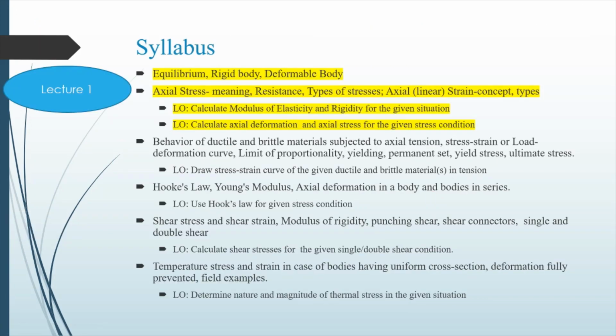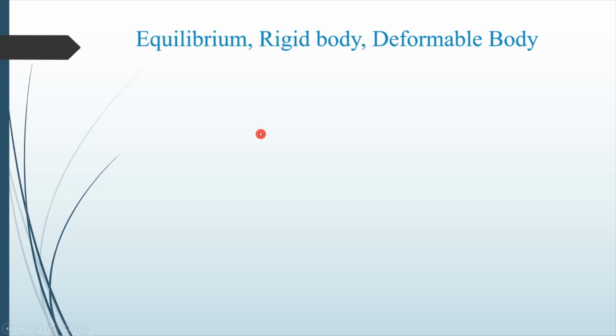So the content of this lesson is as given on your screen. In this we'll start with the first point, that is equilibrium, rigid body and deformable body, and we'll be studying the highlighted part today in this video, and the other part will be studied in subsequent videos. So we'll start with the first point: equilibrium, rigid body, deformable body.